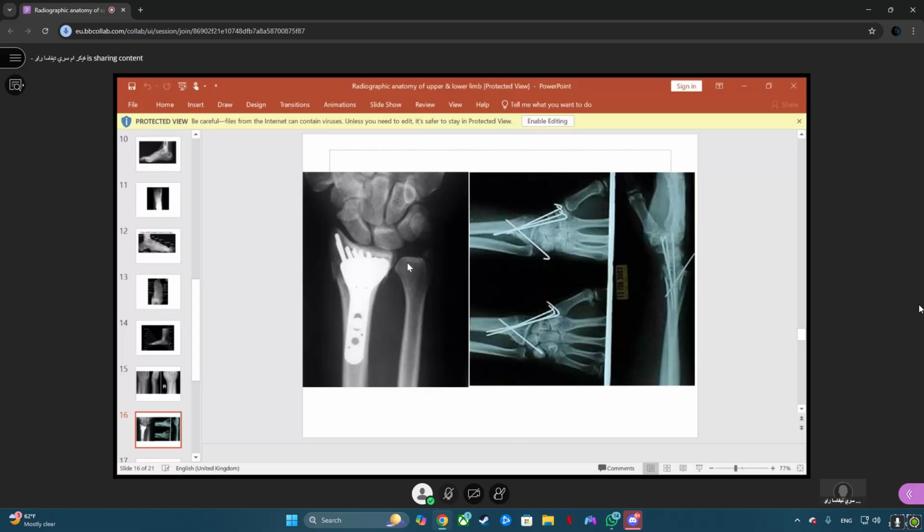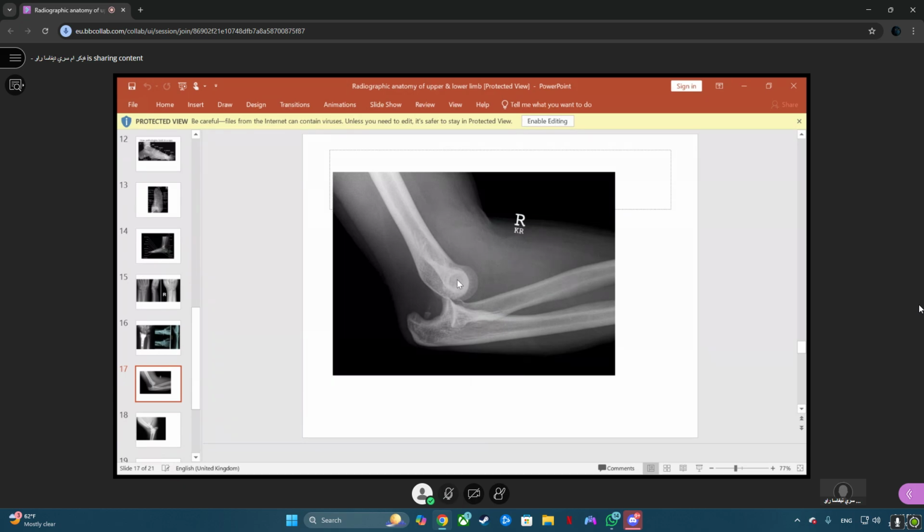In the next diagram, we can see there are some nails. These nails, we usually call them K nails, K wires. These are the metal nails which are used for small bones of the wrist or of the toes, and also the distal end of the radius and ulna in case of fracture. You can see this. So the K wires or nails have been used to repair the fracture. This will support the structure till the fracture heals.